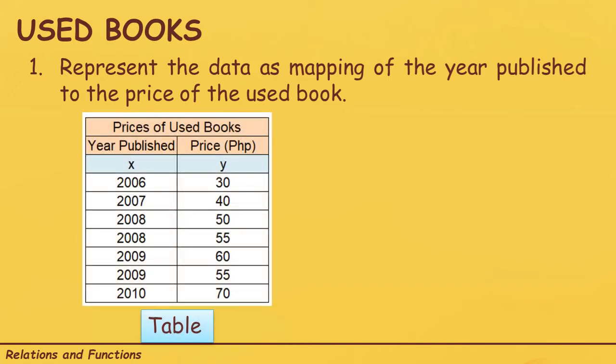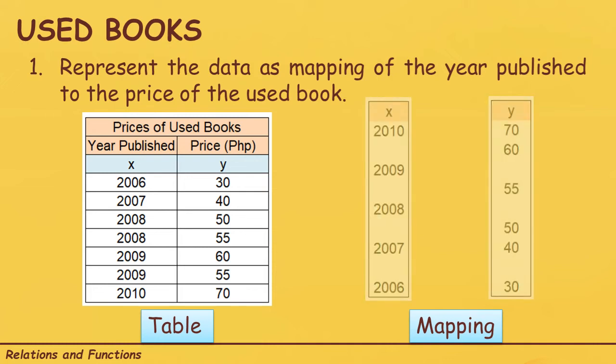Kung matatandaan natin, ito yung ating table form ng problem, prices of used books. At ang gagawin natin ngayon is we are going to represent this data in a mapping diagram or mapping. So sa mapping diagram, kailangan meron tayo ditong two columns which is X and Y. X natin is the year published, 2010, 2009, 2008, 2007, 2006. Ang Y naman natin ay price of the used books. 70 pesos, 60 pesos, 55 pesos, 50 pesos, 40 pesos, and 30 pesos.